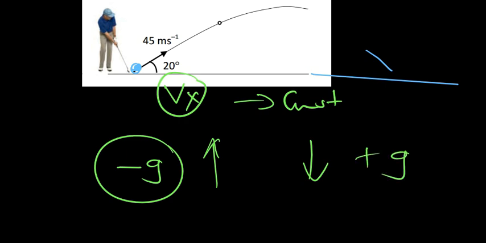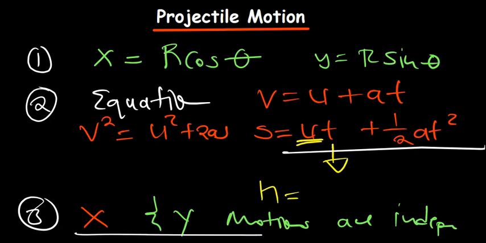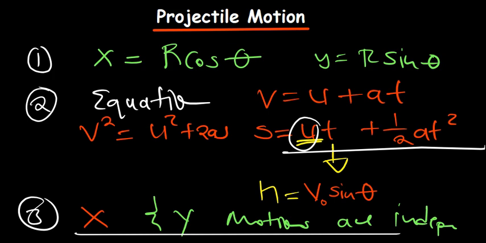Positive gravity. So that's why this third point is very important, which now gets us to a point where we're going to say h is going to be the initial velocity in the what? In the y direction, so v y naught. In other terms, if we express it in terms of the velocity itself, it's going to be v naught, and then this is y, so it's going to be sine of the angle, and then t.